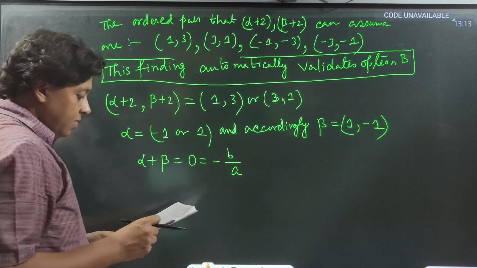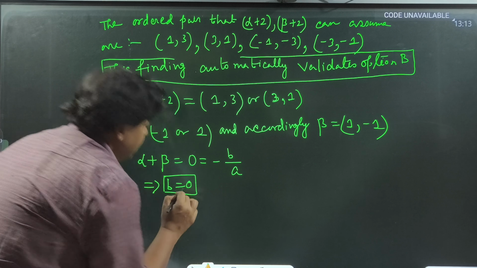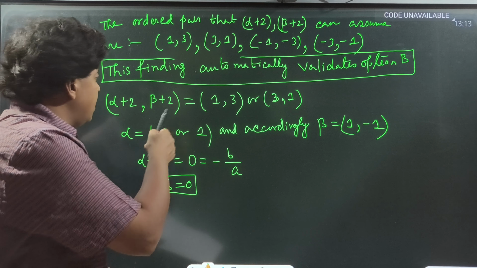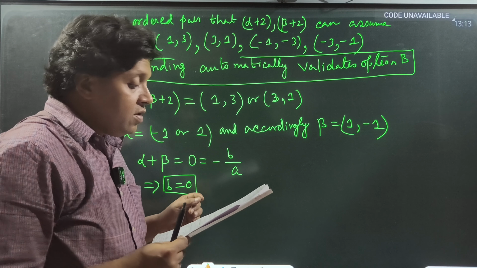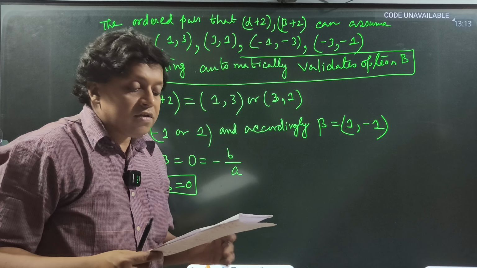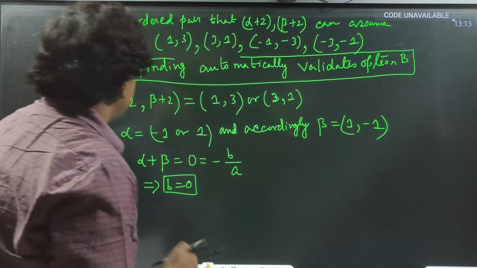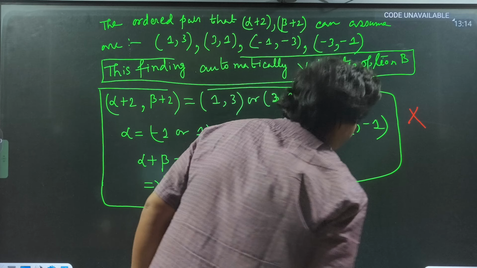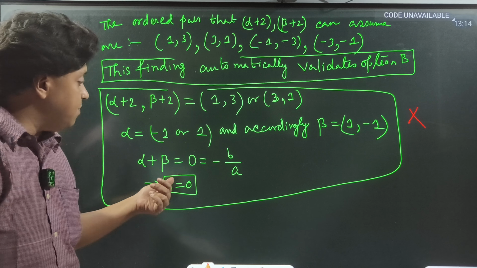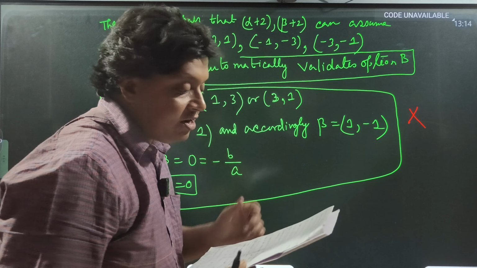But alpha plus beta is already equal to minus b by a. So these will make b equal to 0, if alpha plus 2 is equal to 1 or 3, and similarly for beta plus 2. But this is impossible because all of a comma b comma c in the problem are given to be positive integers. So this part cannot happen. This logic which I myself produced is not possible, because if it is true, then b is turning out to be equal to 0, which is given to be a positive integer.